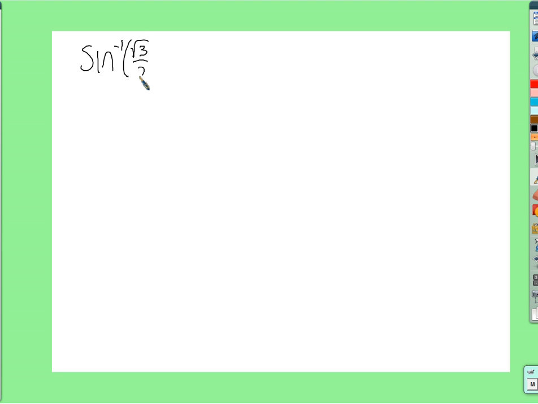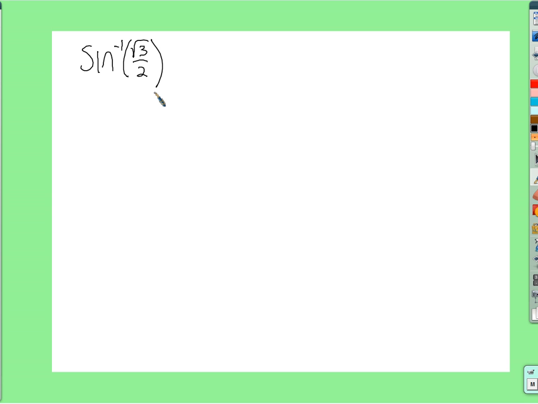So let's talk about inverse sine of, let's say, √3/2. Where can we find a sine of √3/2? 60, where else? 120. 120, and any other angle that is coterminal with those. There's only two of them written down in your unit circle. So maybe two.